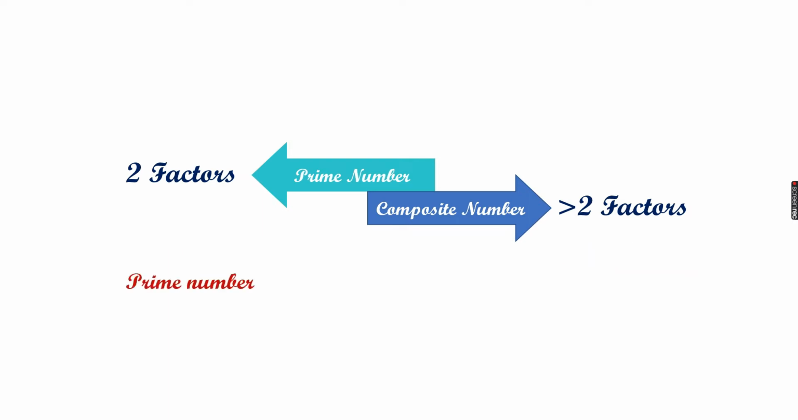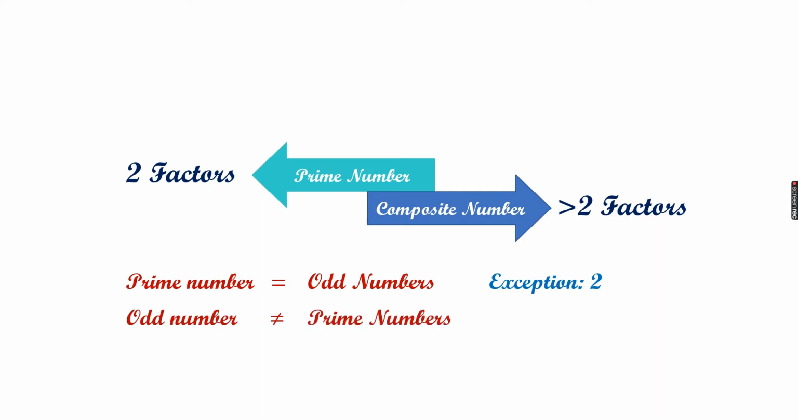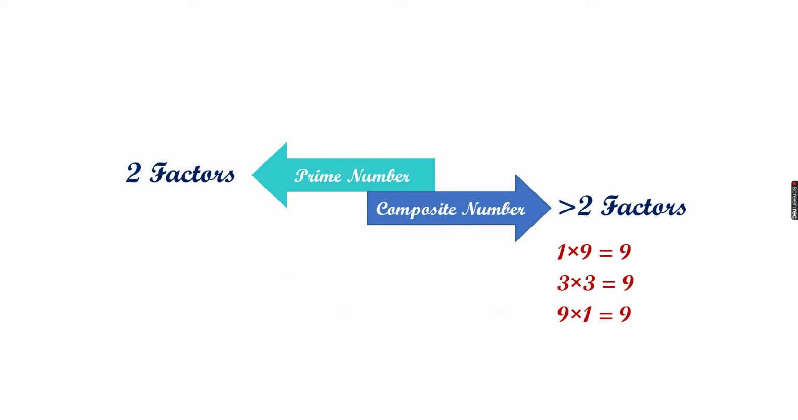One rule that you need to remember is all the prime numbers are odd numbers. However, there is one exception, the number we discussed at the very start. That's number 2. But all the odd numbers are not prime numbers. The example of which is number 9. 9 is an odd number, but it's not a prime number.